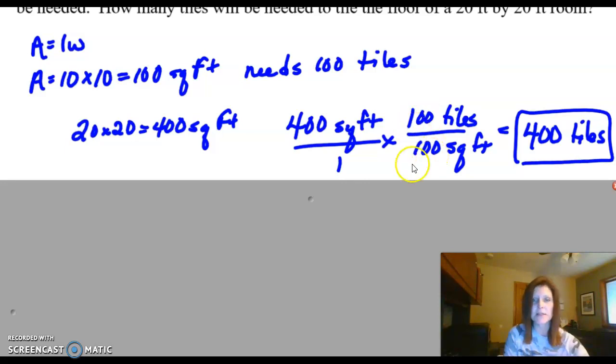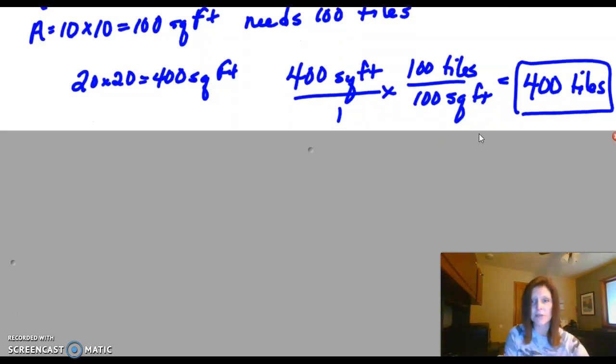Now in this case, because they're both 100, it really wouldn't have mattered if we goofed them up. But remember, the important thing is that the labels cancel and what's left is what you really want. So the square feet cancel and we are left with tiles. So we did set it up correctly. And our answer for this one would be 400 tiles.